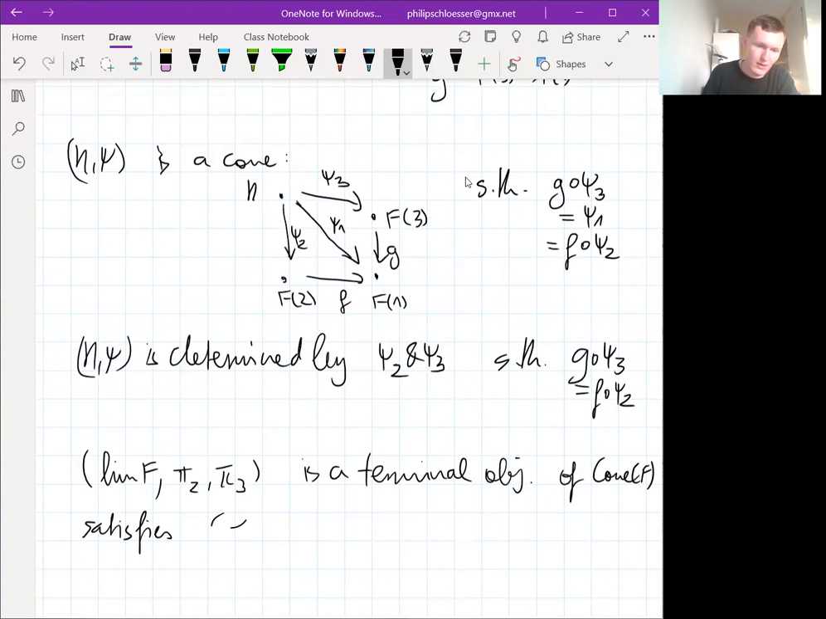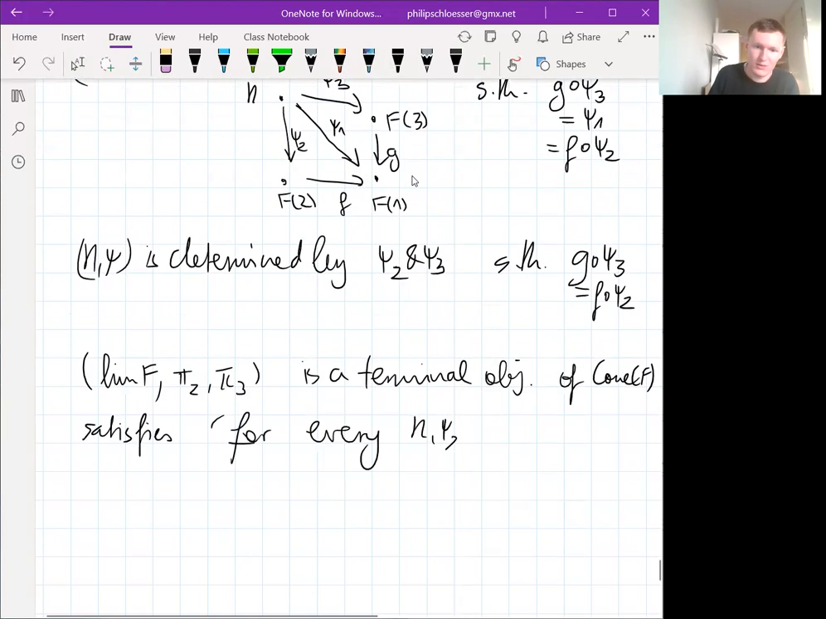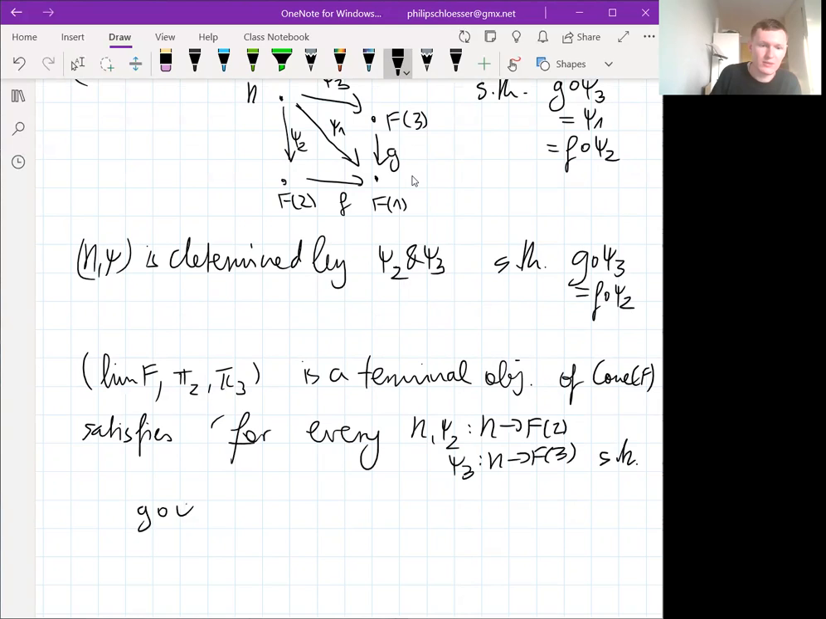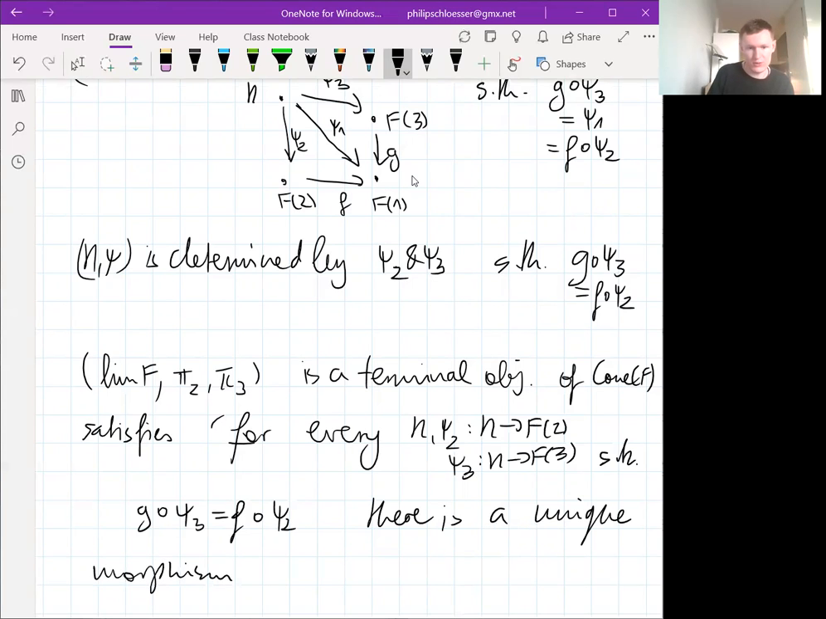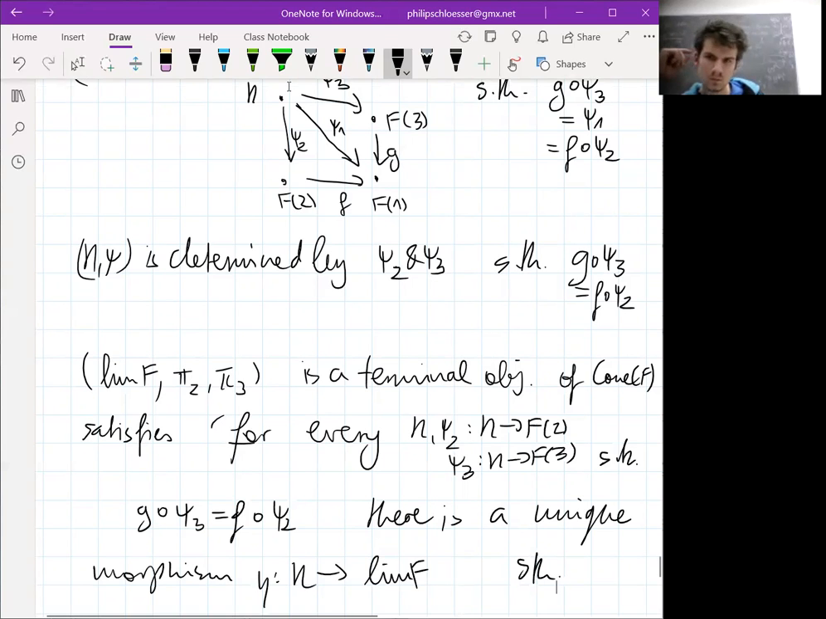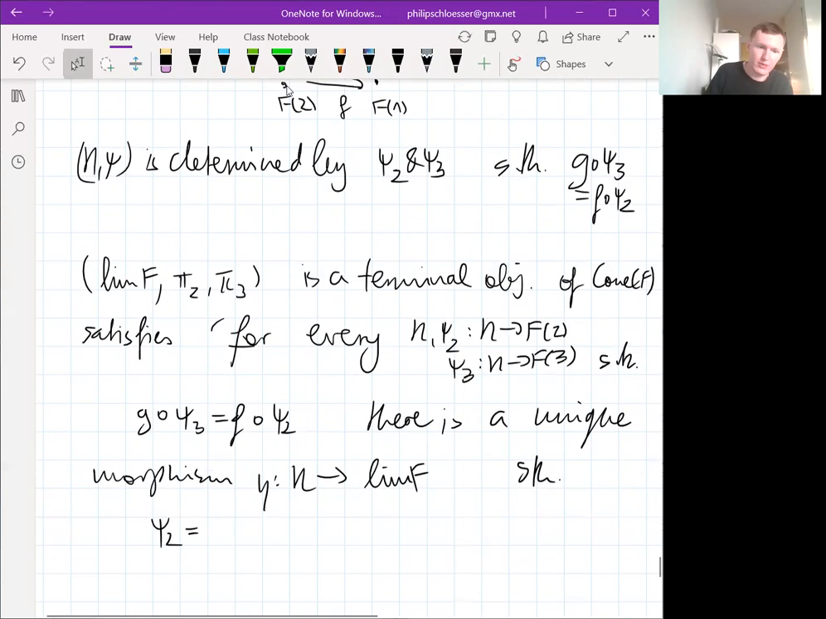And it satisfies: for every other cone given by an object N and two maps to F2 and to F3, such that G after psi3 is equal to F after psi2, there is a unique morphism from N to lim F, such that psi2 is given by pi2 after eta and psi3 is given by pi3 after eta.